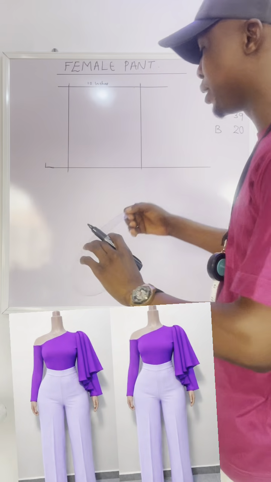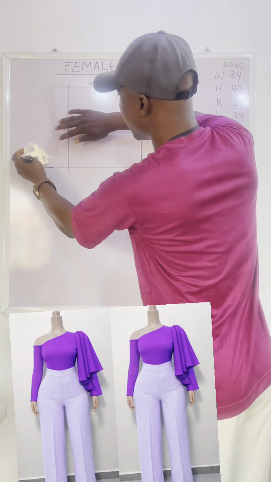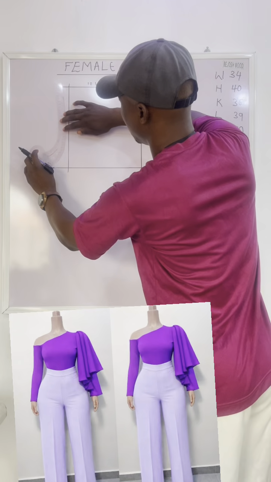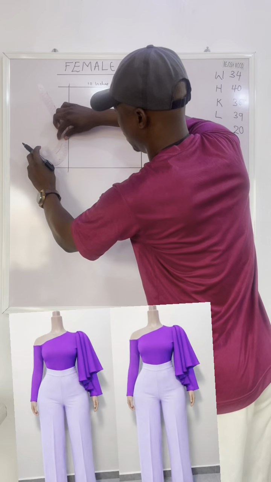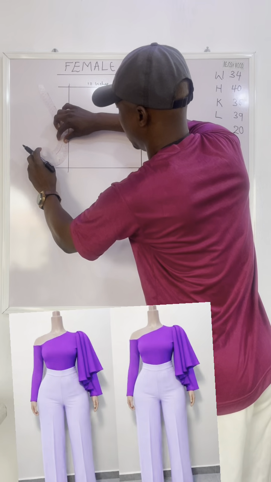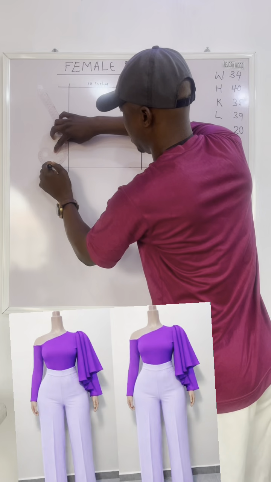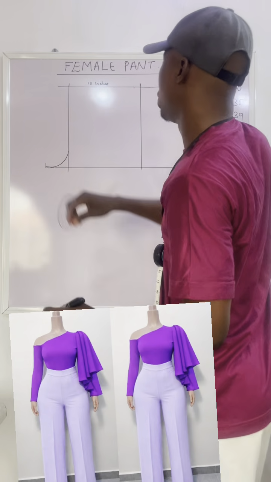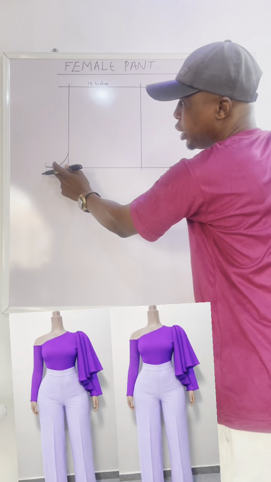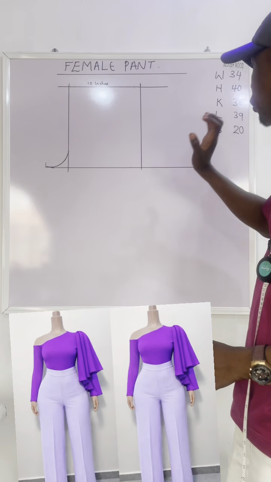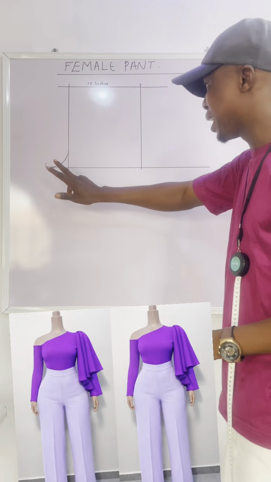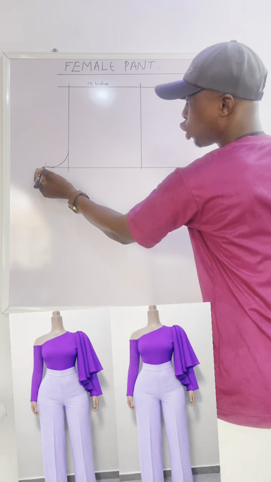The next thing I want to do is take your ruler and mark this. So you know how we got the crotch extension: we divided 40 by 16, it gave us 2.5, then we added 0.5, making 3. That's how we arrive at this 3 inches crotch extension.